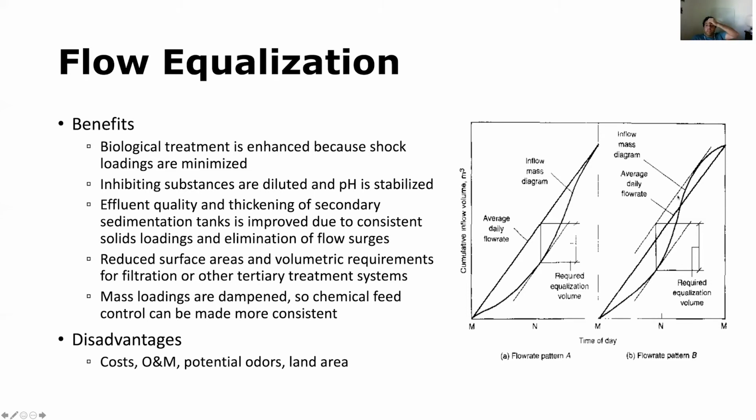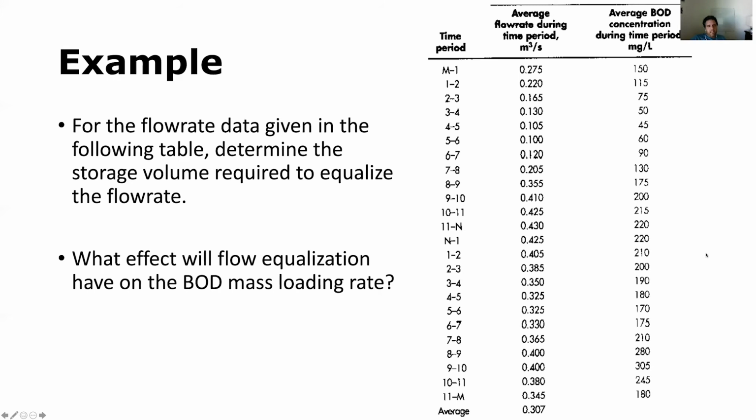All right, and the curve might be different. In this case, it's an S-shaped curve. In the case here on the right, it's more of a bowed curve. But either way, the equalization volume is calculated by taking the vertical distance between those two extreme points. Let's do an example problem to see how this works out.